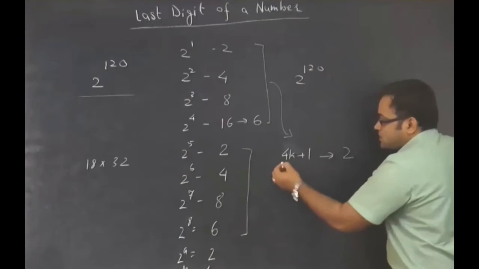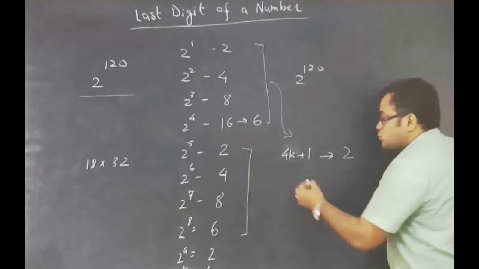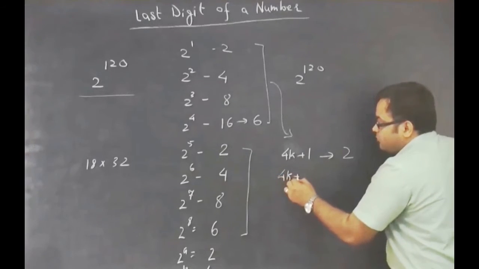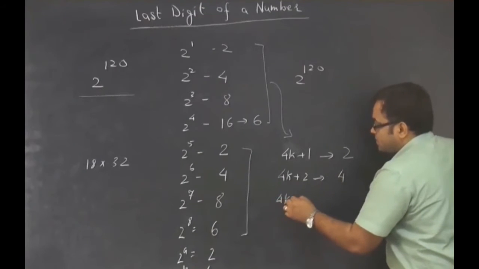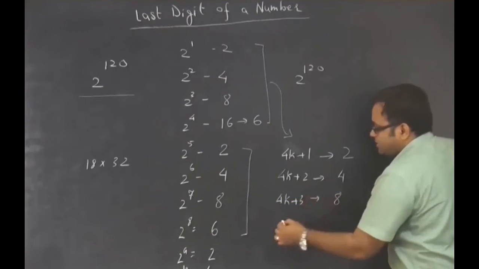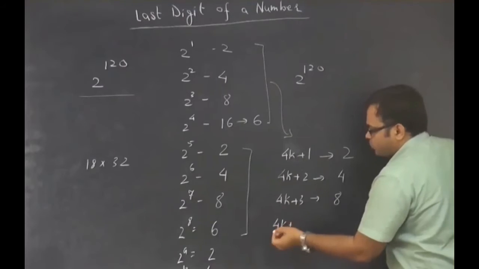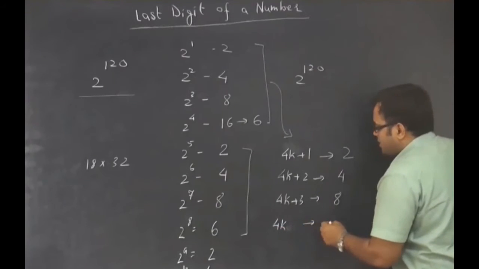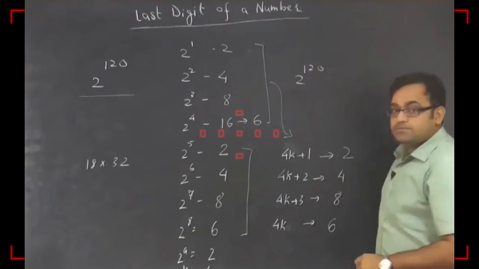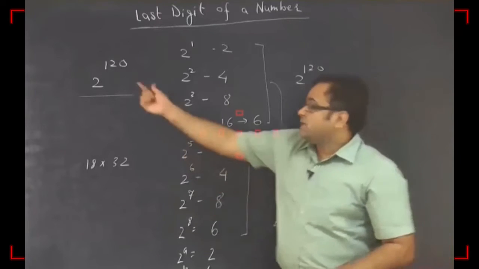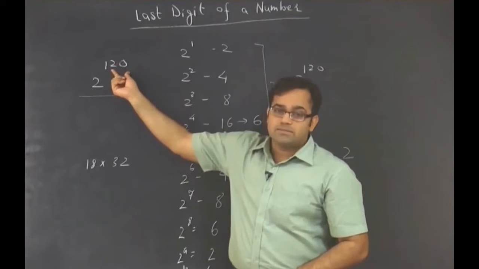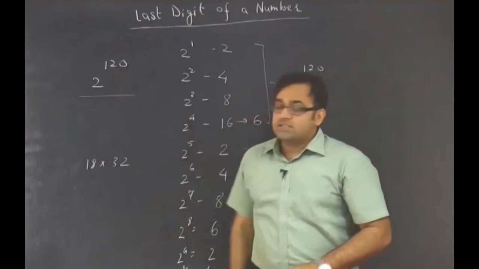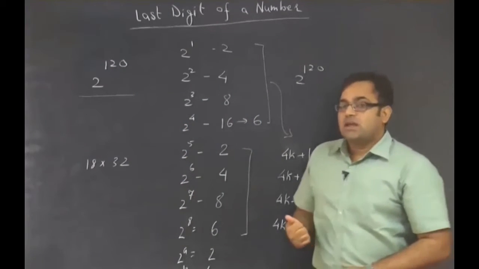So if the power is in the form 4k plus 1, the last digit is 2. If it is in the form 4k plus 2, the last digit is 4. 4k plus 3, the last digit is 8. And 4k plus 4, or alternately 4k, the last digit would be 6. So now all I need to do is divide this number by 4 and see what will be the remainder.